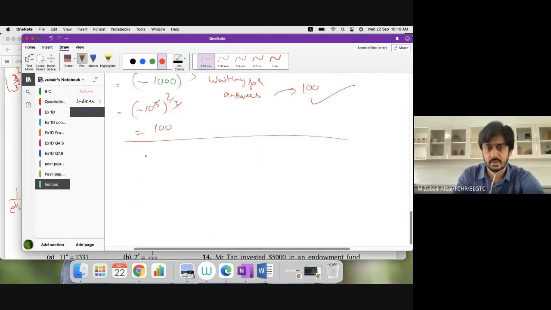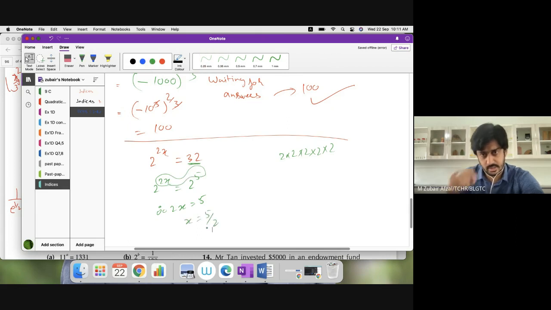If we have a question like 2 raised to power 2x is equal to 32, the hint lies in the question that we actually have to change 32 into some power of 2. So we can write 2 raised to power 2x is equal to, and 32 is 2 times 2 is 4, times 2 is 8, times 2 is 16, times 2 is 32. So this is 2 raised to power 5. Now we have these two expressions equal. May I say that 2x is equal to 5? If the bases are equal, powers are equal. So x is equal to 5 by 2 in this case.